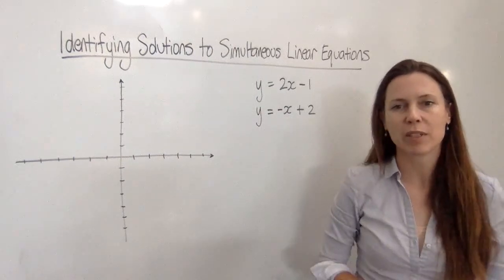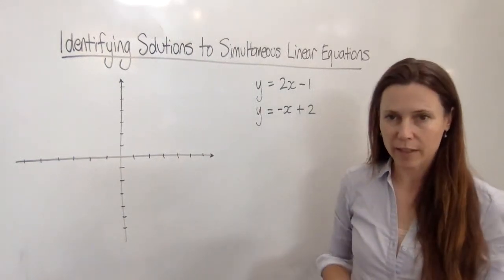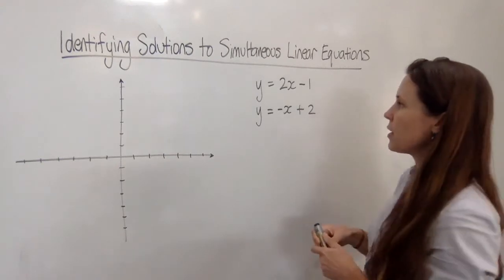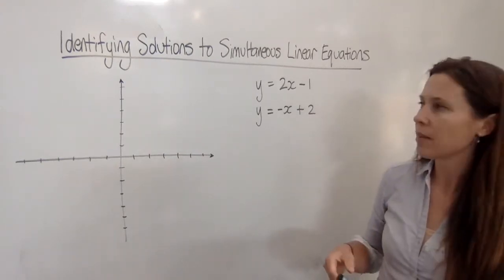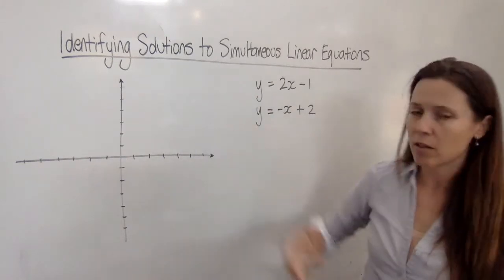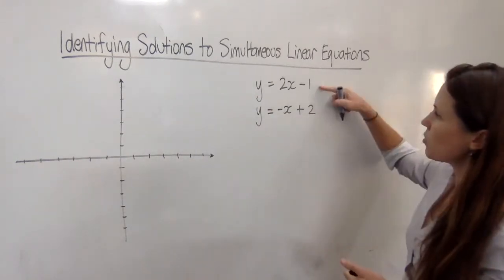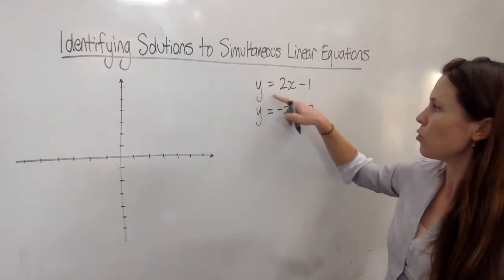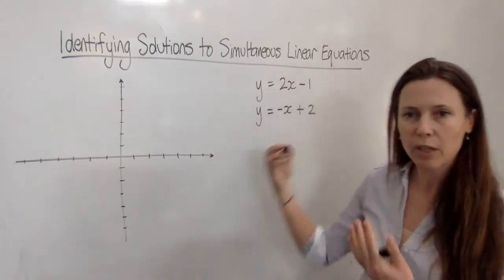You can solve simultaneous linear equations algebraically, and there's a couple of ways that you can do that. But it's important to also understand that the solution to any simultaneous linear equation can be solved graphically. Now, what do I mean by this? Well, here we have one rule, y equals 2x minus 1, and we can graph that rule.